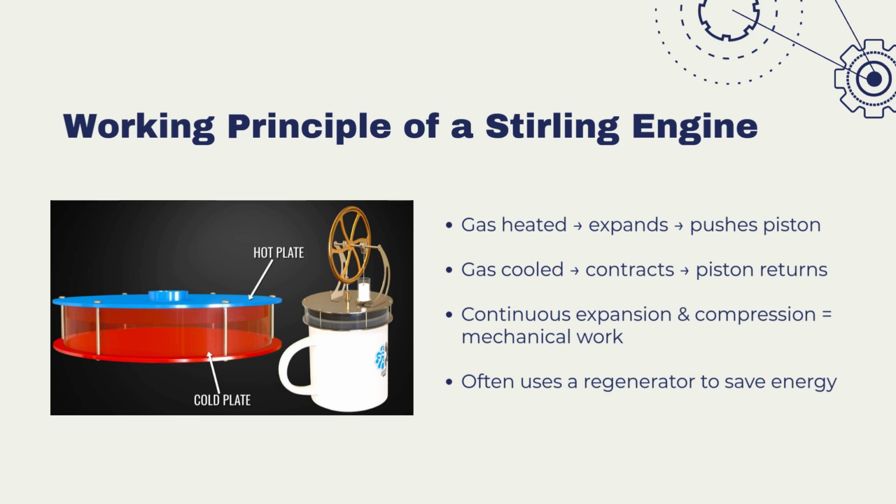For the third one, this repeating cycle of expansion and contraction produces continuous mechanical work. An example of this is, think of it like blowing air into a balloon. When you heat the air inside, the balloon expands, and when the air cools, it shrinks back. In the Stirling engine, this expansion and shrinking of gas is used to push and pull pistons, which then create useful power, as you can see in the picture. Most importantly, this often uses a regenerator to save energy.